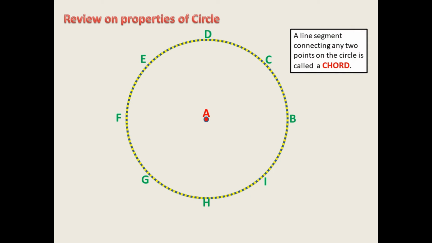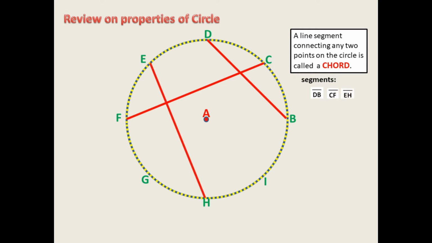A line segment connecting any two points on the circle is called a chord. Therefore, if we connect segment DB, where D is on the circle and B is also on the circle, connecting any two points on the circle, you form a chord. So DB is a chord, CF, and EH are also chords. They are chords of circle A.